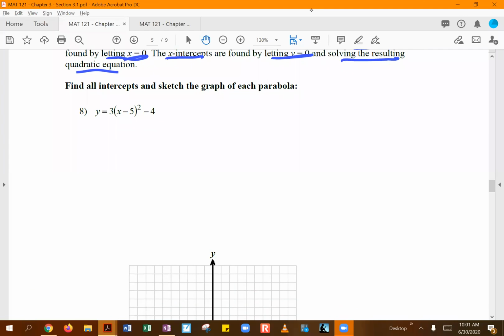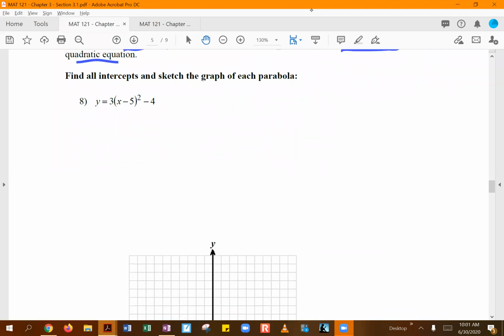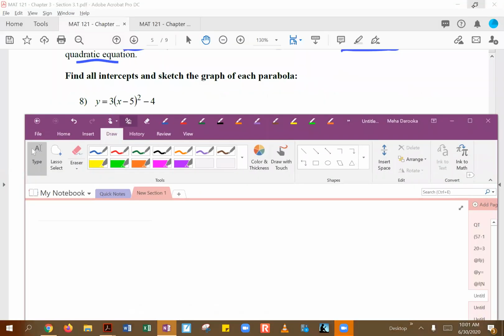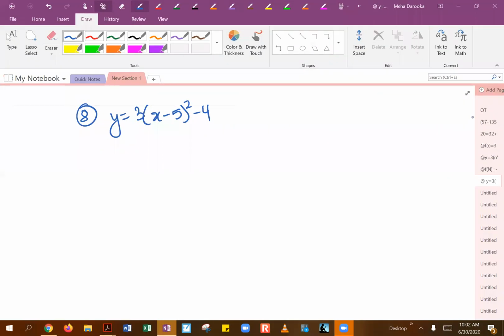And then let's talk about the graph of this function here. So to find the y-intercept, we need to make our x value 0. And then, of course, to find the x-intercept, we would make the y value 0. So let's start with the y-intercept. That would be a quicker calculation.